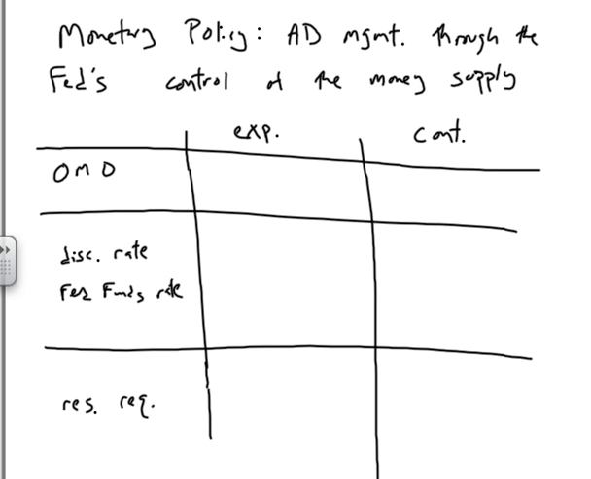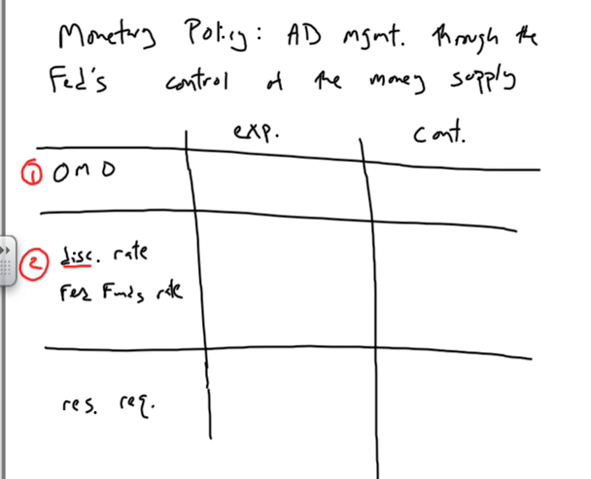The first tool is the open market operation, or the OMO. And that's when the Fed goes into the open markets and buys and sells government bonds with individuals and with banks. The second tool the Fed has at its disposal is the control over two key interest rates.